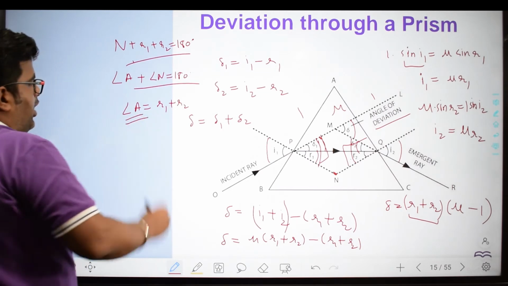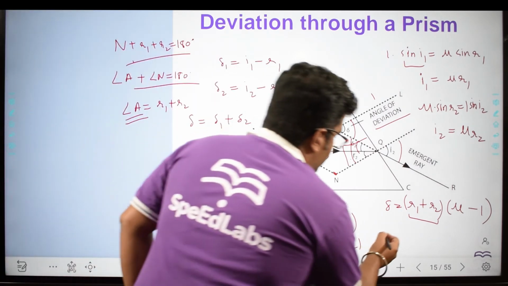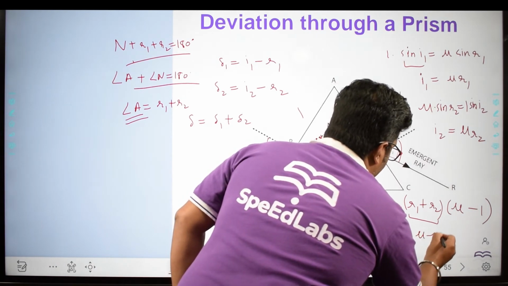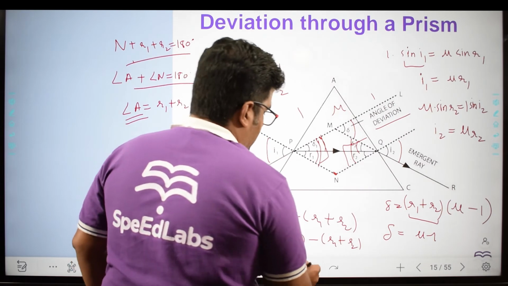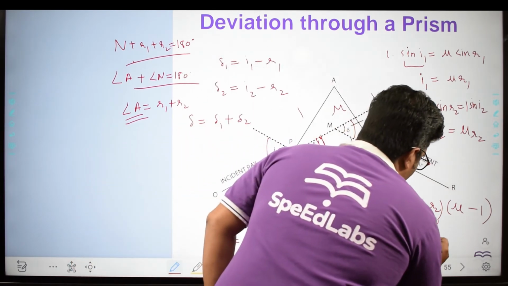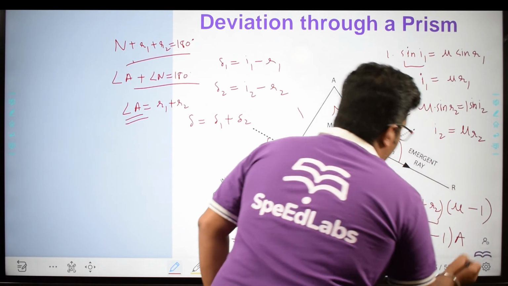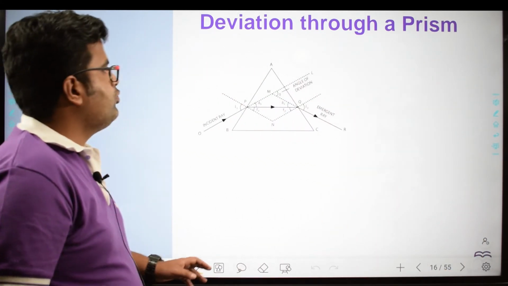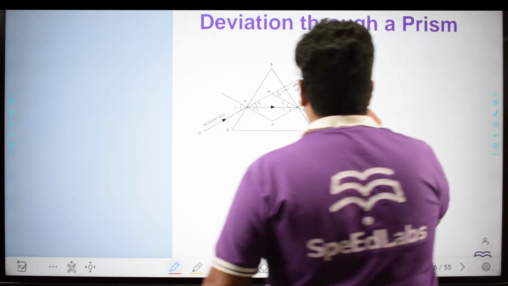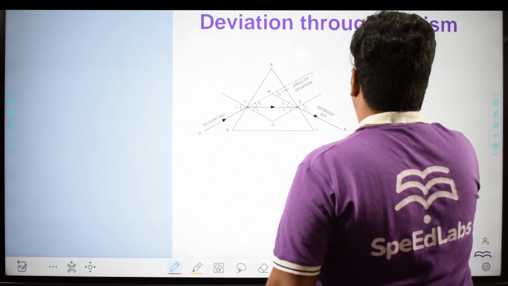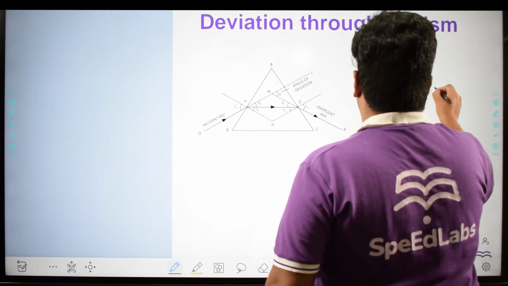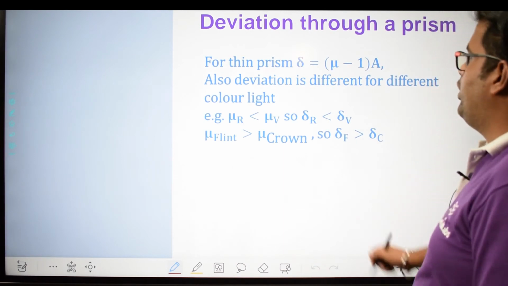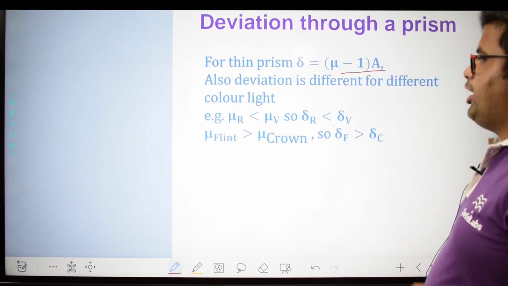Over here angle A is your angle of prism. So finally we get the formula for deviation, which is delta equals (mu minus 1) times A. That's the formula for deviation through a prism. Now finally we got the output as delta equals (mu minus 1) times A, that is your deviation through a prism. Now when we talk about deviation, that's the formula.